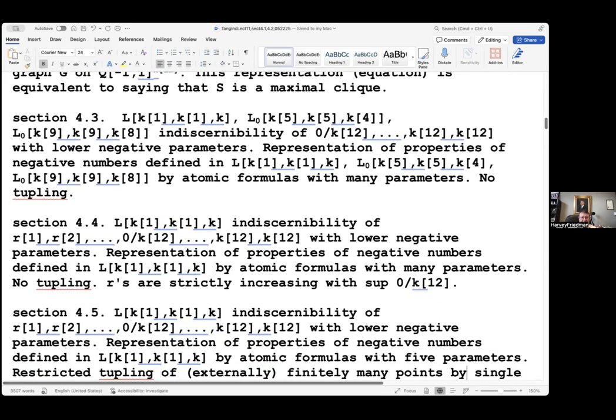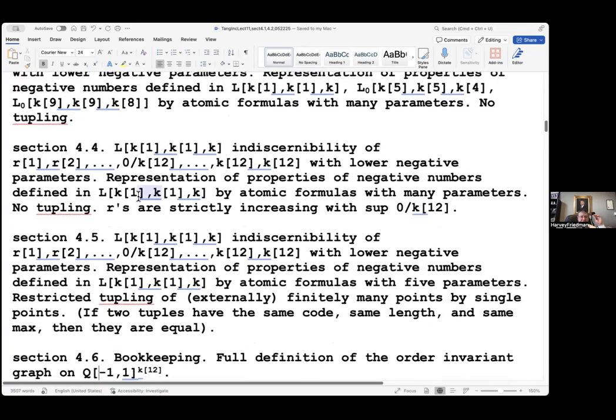Then we have language indiscernibility. These finite language indiscernibility with lower negative parameters. We have representation of properties of negative numbers that are defined in these languages by atomic formulas with many parameters, no tupling. We have indiscernibility extended to infinitely many indiscernibles with of order type omega plus.